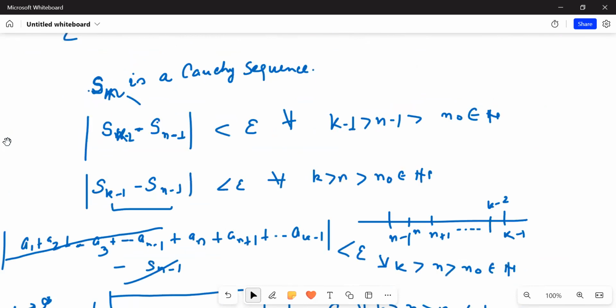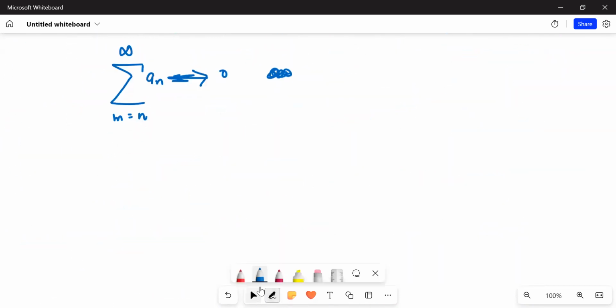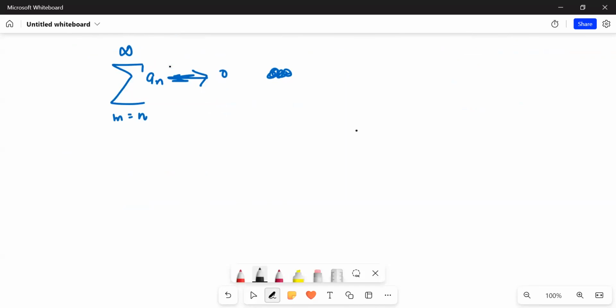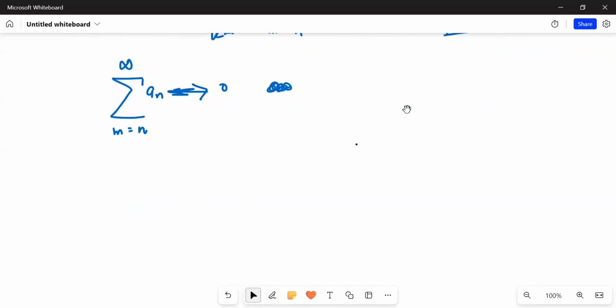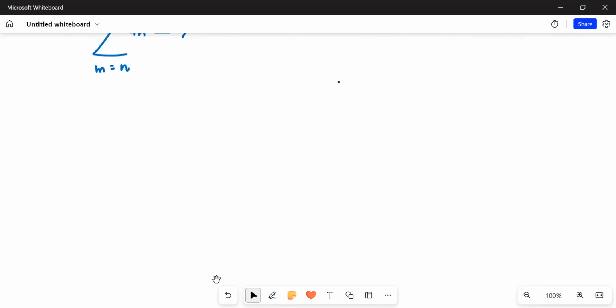Okay, this is one thing. Now let us move to another thing. This is something that I've already proven before also. I've just proven it now. So always remember, whenever a series is absolutely convergent, then the series is convergent, and the limit of the tail of the sequence is always 0.